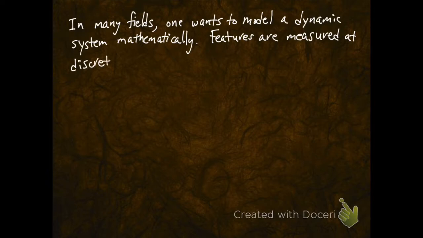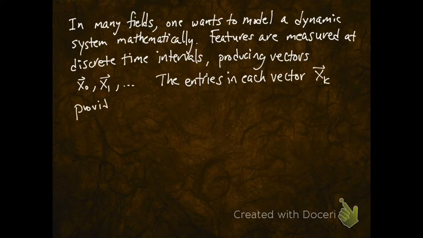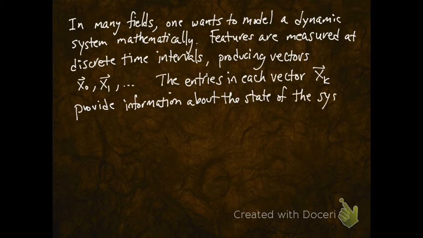Features are measured at discrete time intervals, and you're going to collect this data into some vector, say x0, x1, x2, and so on, where the entries of the vector represent some information about the state of the system at that given time.